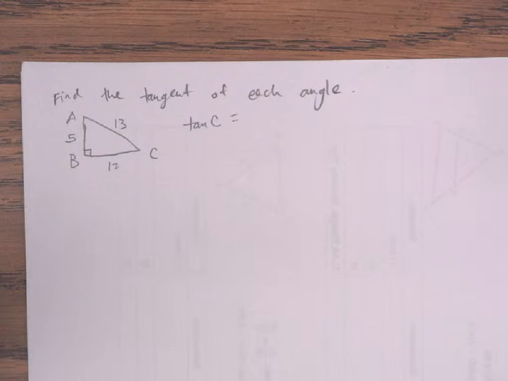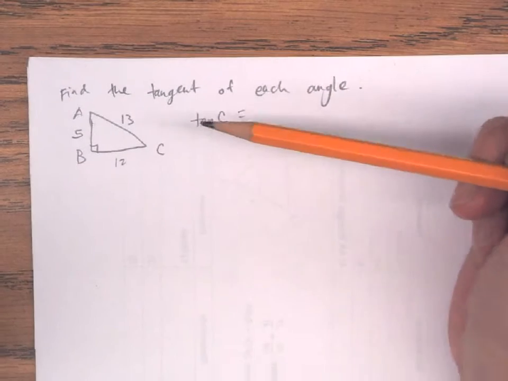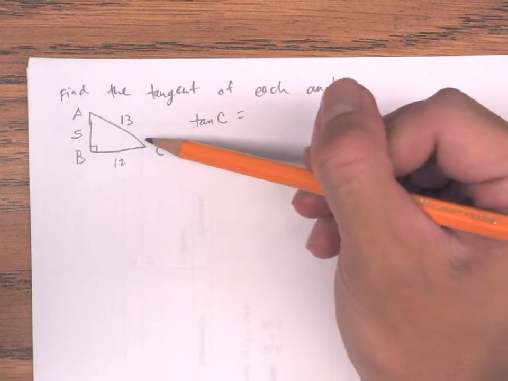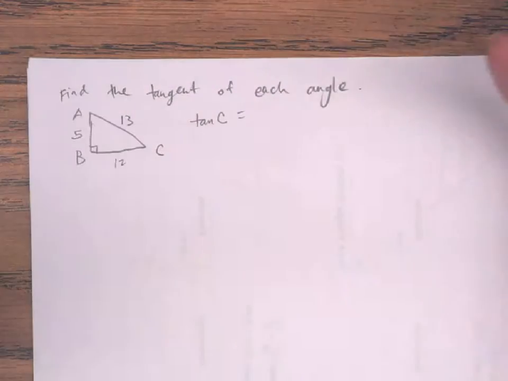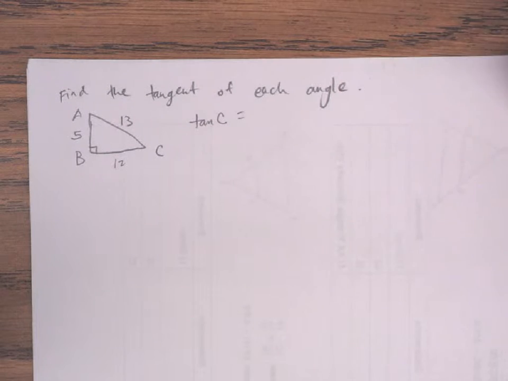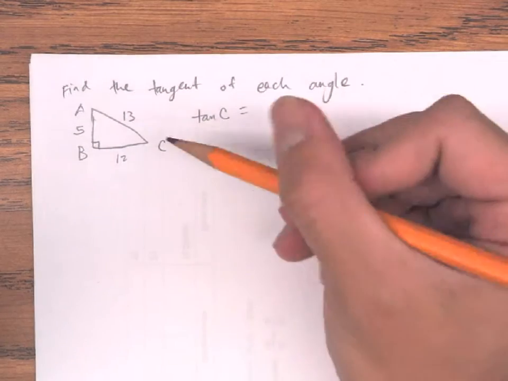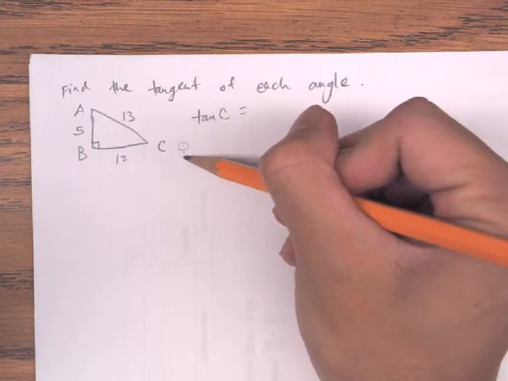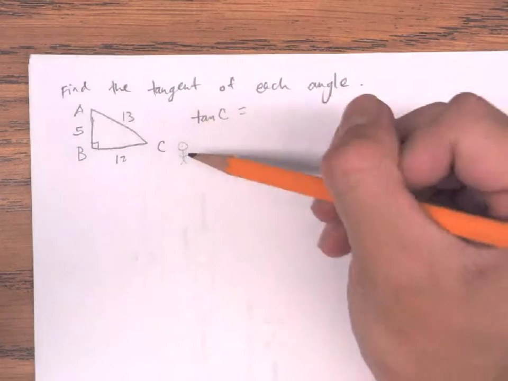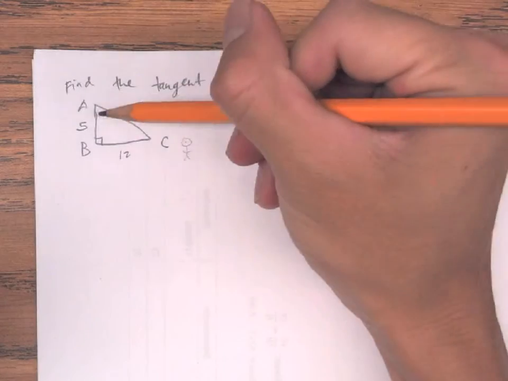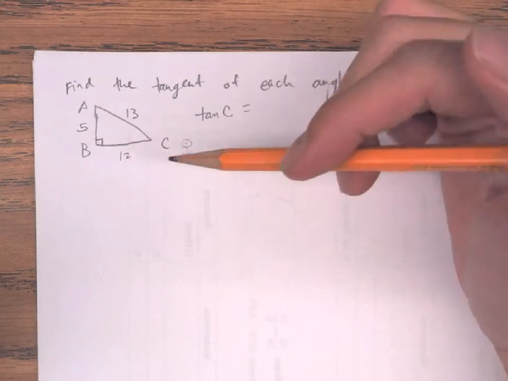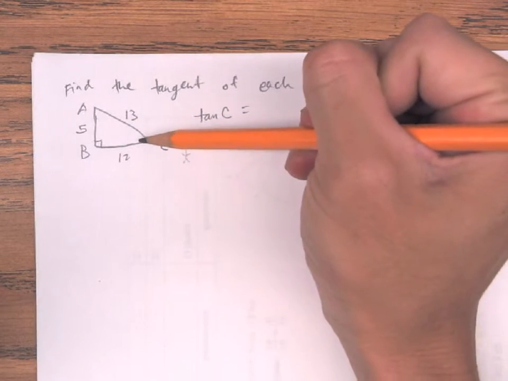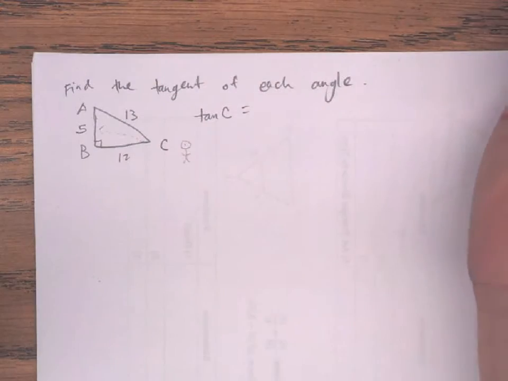If we want to find the tangent of C, what you would do is look at the side that is opposite of angle C. One way I've been teaching some of you in class is to imagine that you're a person looking in this direction. You want to look at the side that is opposite of you. So the side that lays directly opposite of you would be this side here.